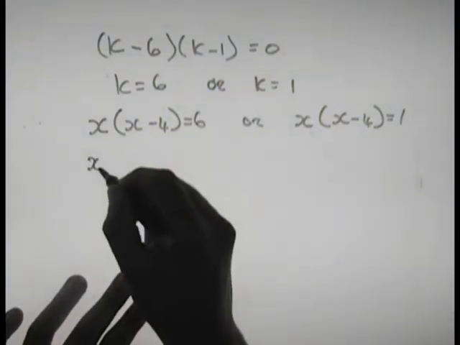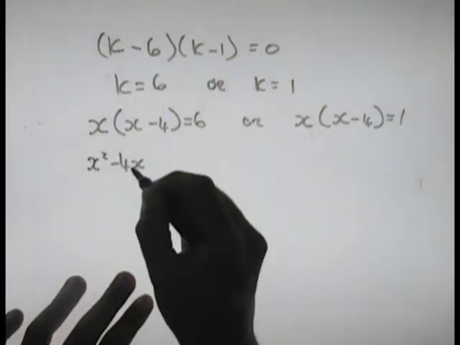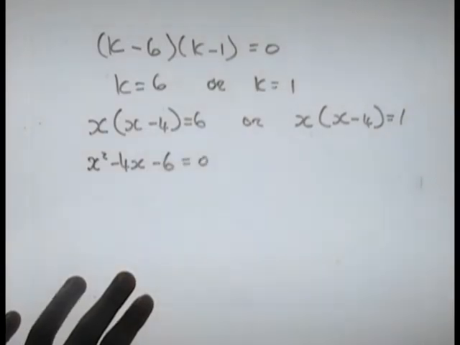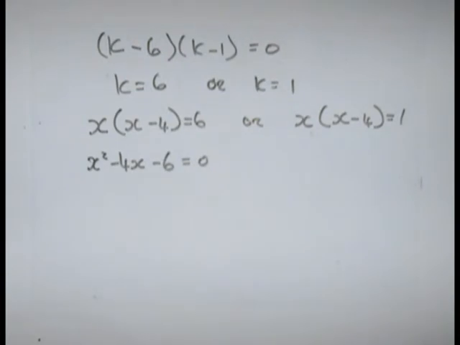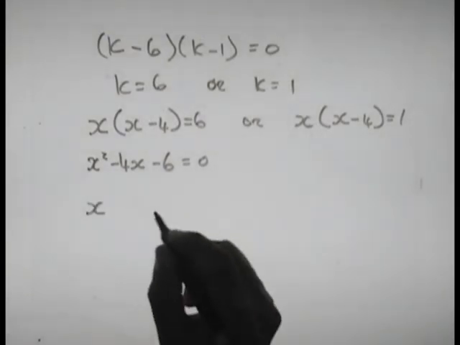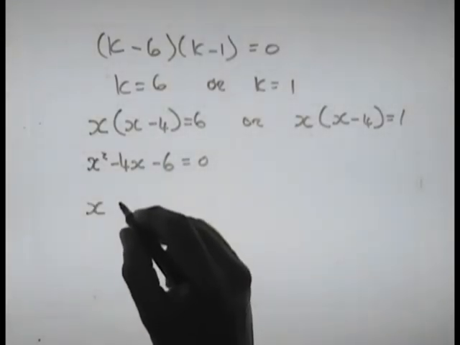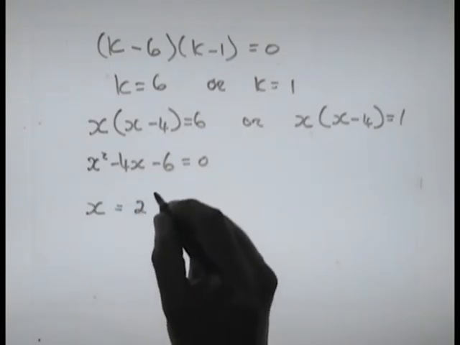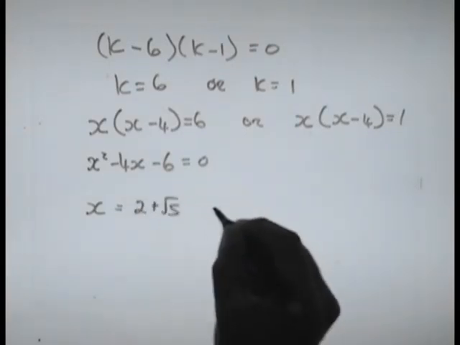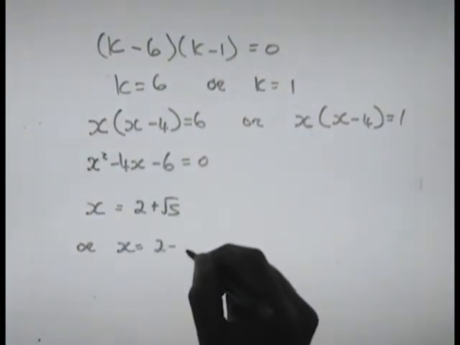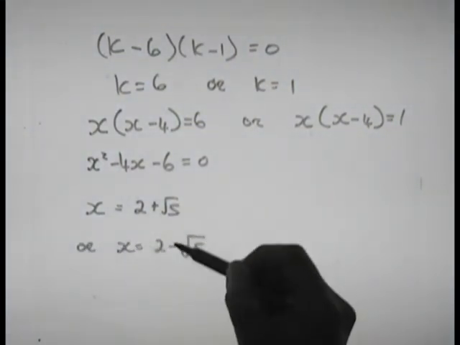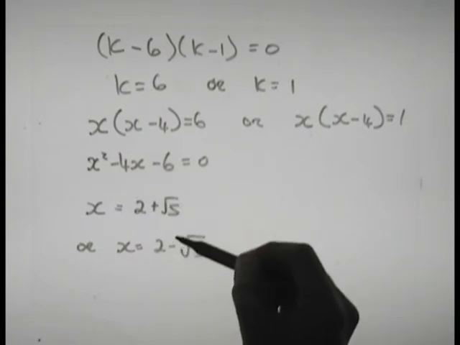This means that x squared minus 4x minus 6 is equal to 0. Unfortunately for this one here, I am going to have to use either completing the square or the quadratic formula. And I'm going to find that my x values are going to be either x is equal to 2 plus root 5 or x is equal to 2 minus root 5. This is after using the formula.